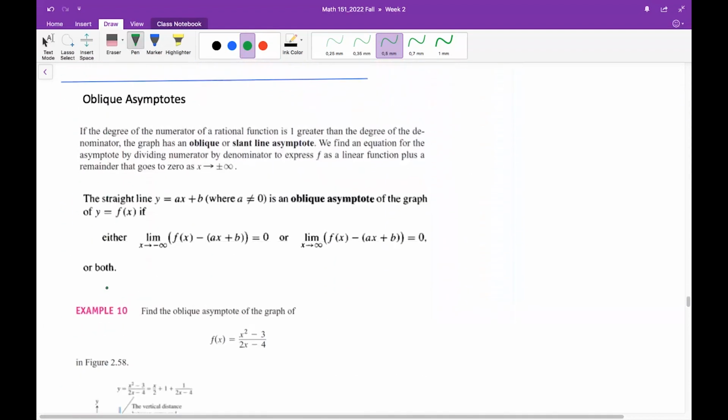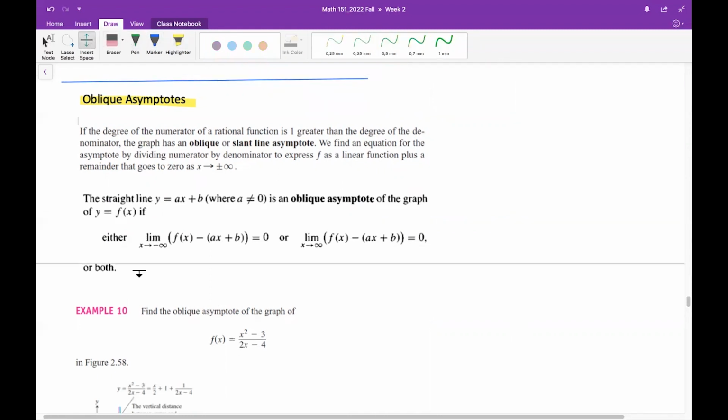Okay, the next kind of asymptote is the oblique asymptote. This is the second case. We covered the horizontal asymptote, now we are looking at the oblique one. In fact, the oblique asymptote is a kind of generalization of the horizontal asymptote. Why? I will explain.